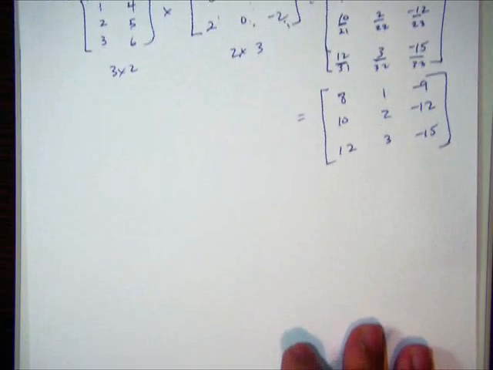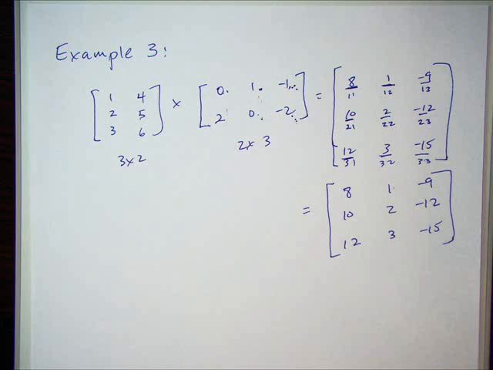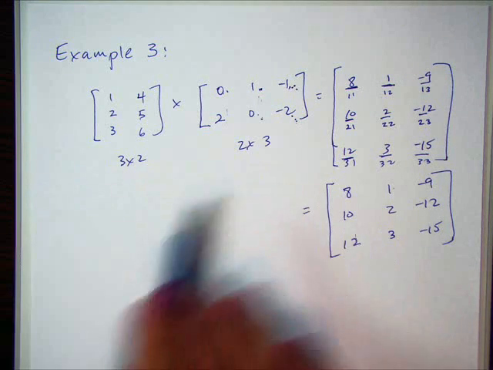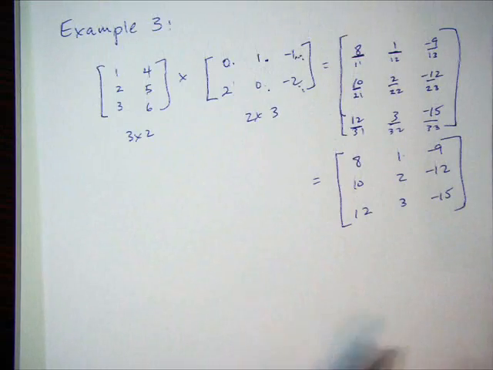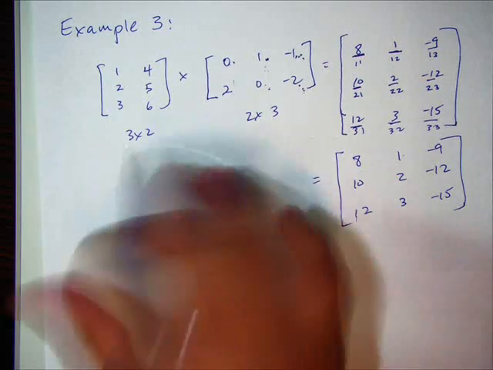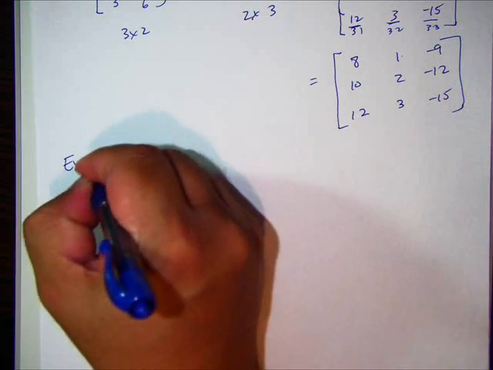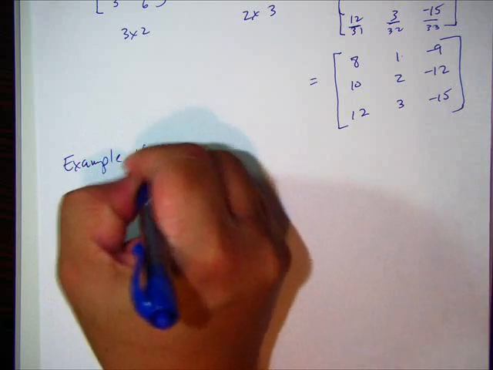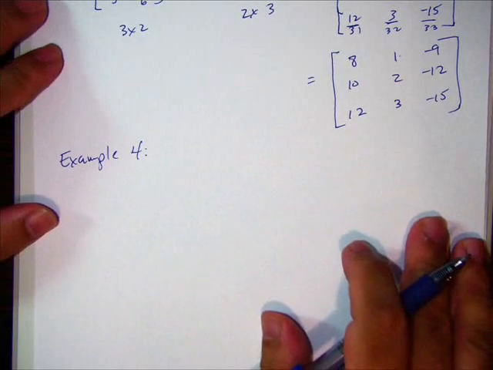Moving on to example 4. Now what we're going to do with example 4 is I'm going to switch the order here. We're going to switch it around. Now notice we've got a 3 by 2 matrix and a 2 by 3 matrix, and we can actually switch it around. Okay, let's do that.